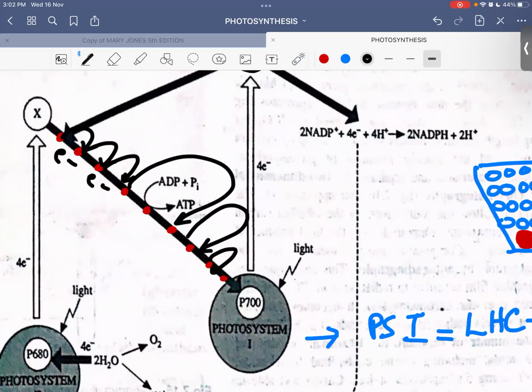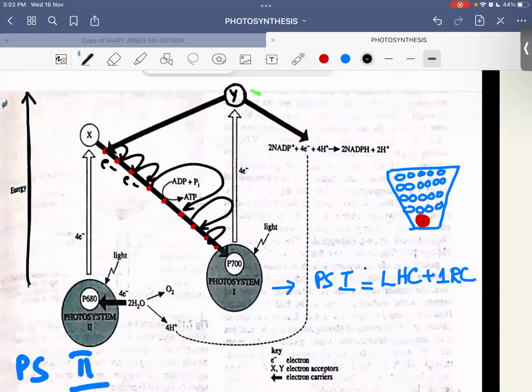So this means that the jumping of these high energy electrons, and as they jump along the ETC, of course they're going to release some energy. So that energy is used to synthesize ATP from ADP and inorganic phosphate. समझ आ रही है बात? Yes. ठीक है, ये हो गया.